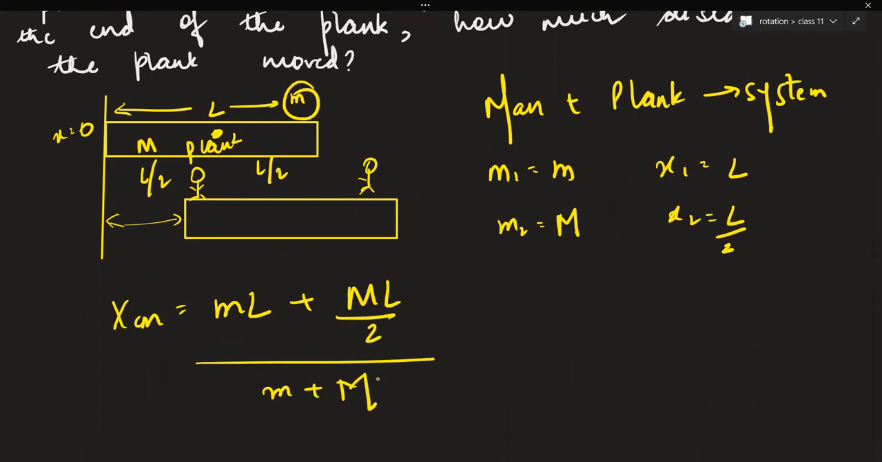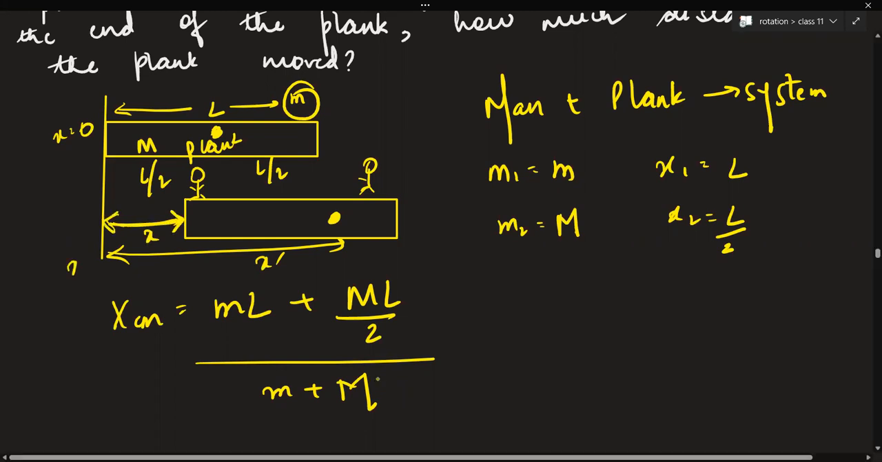Now see, when the man reaches the other end of the plank, the coordinates of the center of mass will be something different. Let's say the center of mass has shifted. This was the initial center of mass, and let's say this is now the center of mass. Let's say this distance is x prime, and this distance is x, which we have to calculate: how much shift has occurred in the plank. This is x equals 0, the origin. L is still the length.